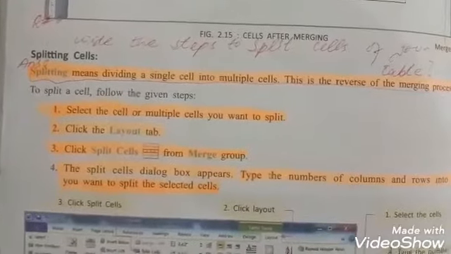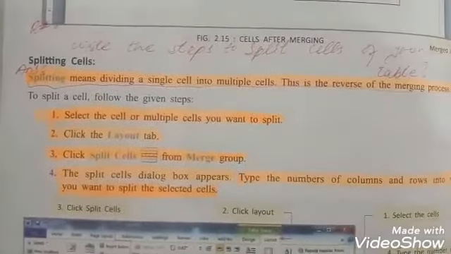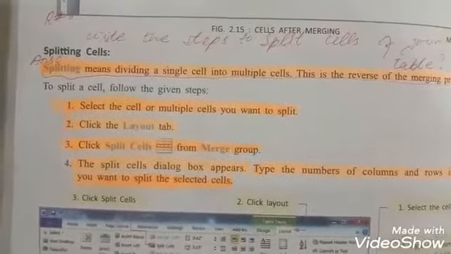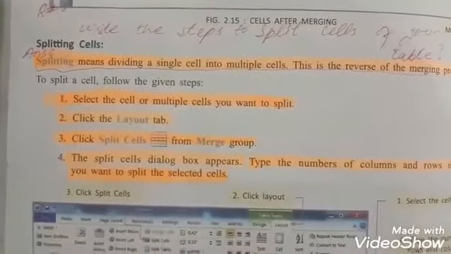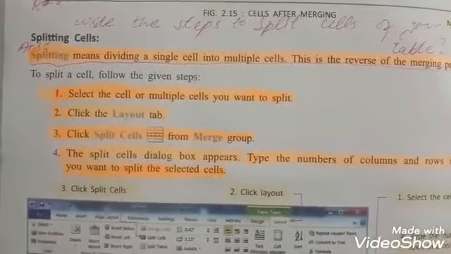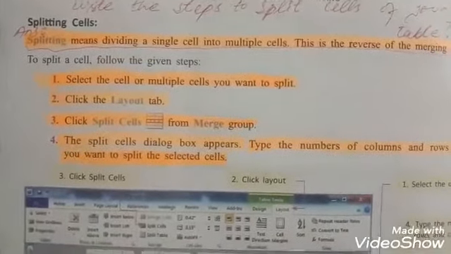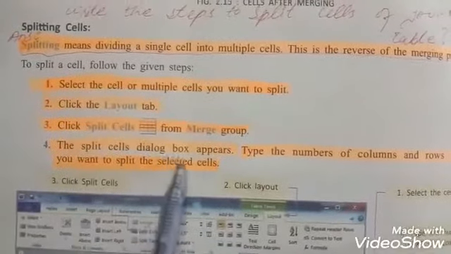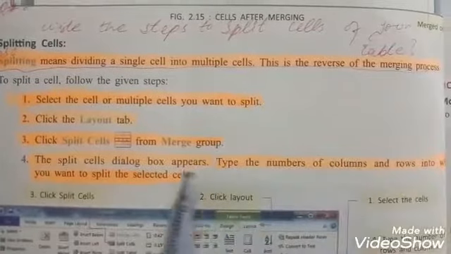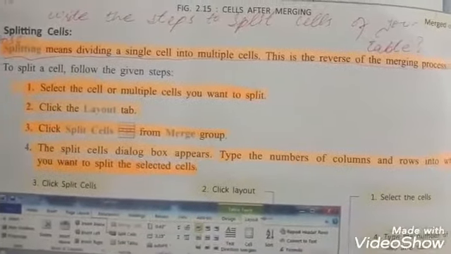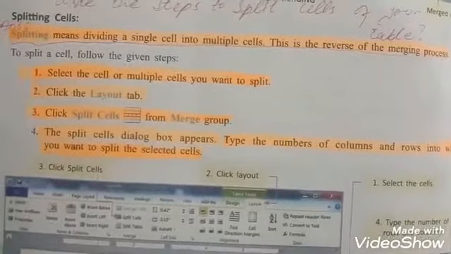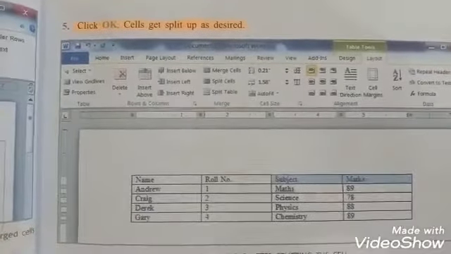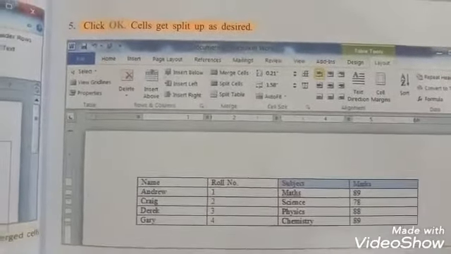Our next topic is splitting cell. Splitting means dividing a single cell into multiple cells. Now we are going to perform how can we split cells by practically. First one is select the cell or multiple cells you want to split. Click the layout tab. Click split cell from merge group. The split cell dialog box appear. Type the numbers of row and column into which you want to split the selected cell. Click OK. Cell get split up as desired.